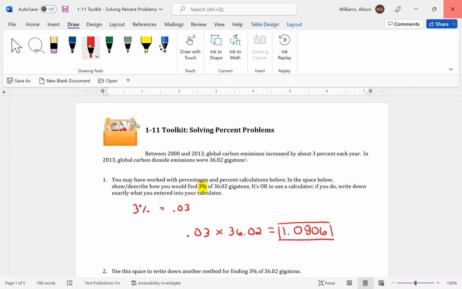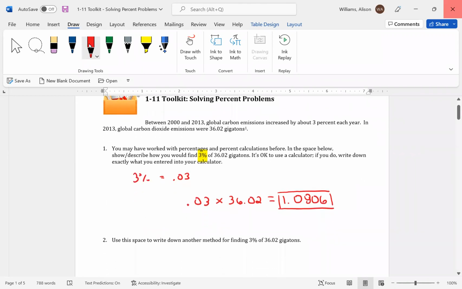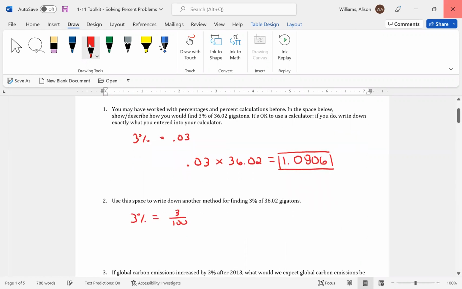There is another way that a lot of people like to work with percents, and that's writing it as a fraction. As a fraction, 3% is 3 over 100. And instead, I could multiply 3 over 100 times 36.02. It's probably been a while since you've worked with fractions, so I will refresh your memory. We can place this over 1, and then we multiply straight across. We would do 3 times 36.02.